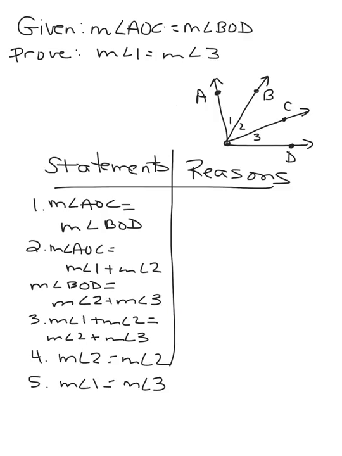In our next proof, we have the measure of angle AOC is equal to the measure of angle BOD, and I'm trying to prove that measure of angle 1 is equal to measure of angle 3. So I'm going to mark this up ahead of time. I'm just trying to see where I'm starting and where I'm going to, which is always important as you build on proofs, because eventually those statements are not going to be given to you. You're going to have to figure those out on your own.